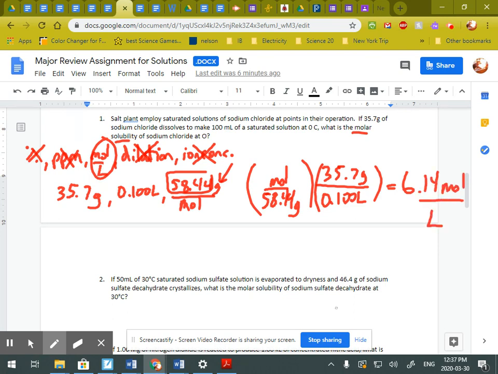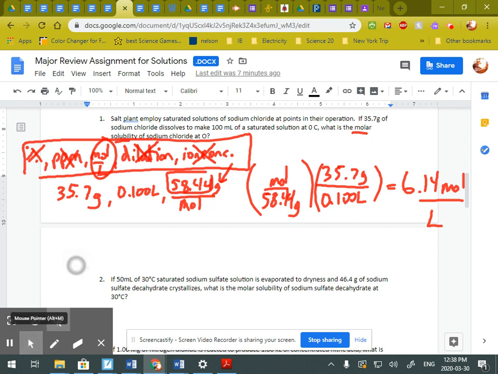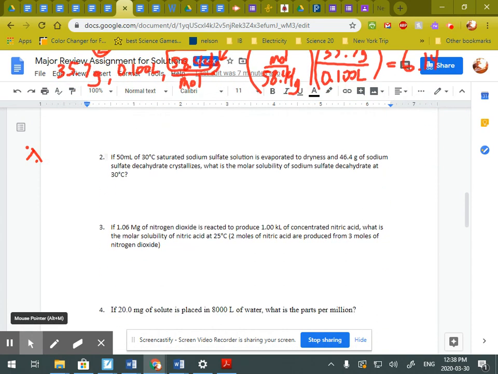moles per liter. Okay, so you could use this kind of like cheat sheet thing when you're doing questions to figure out what it is. There's only 5 different types of questions that are math based. Okay, all right, reading this one.